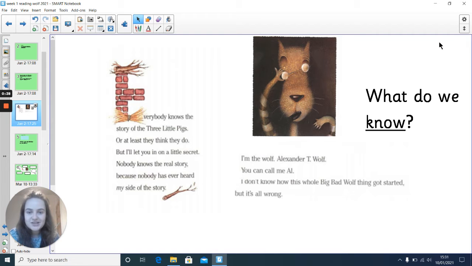We're retrieving information, and we can use the picture to retrieve information as well as the text. So we can use the picture and the text to retrieve information. Think about what the text tells you.